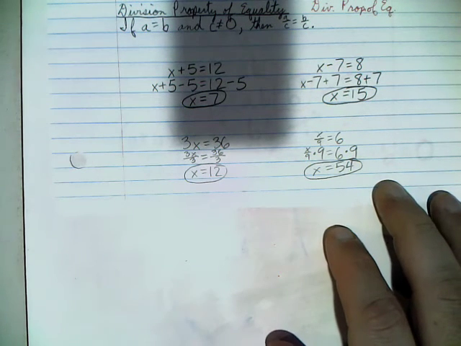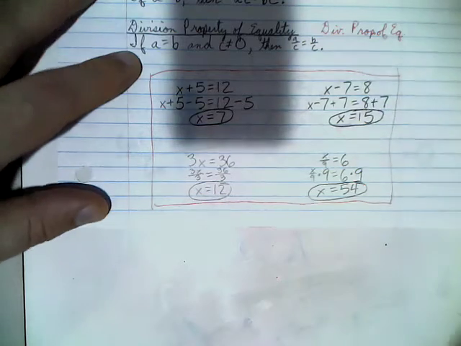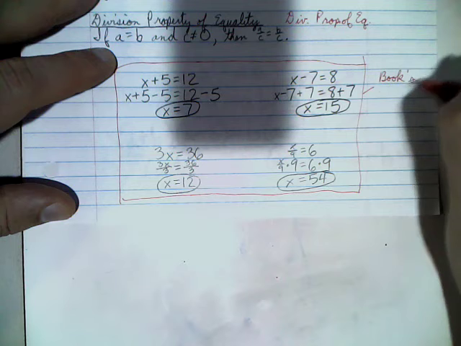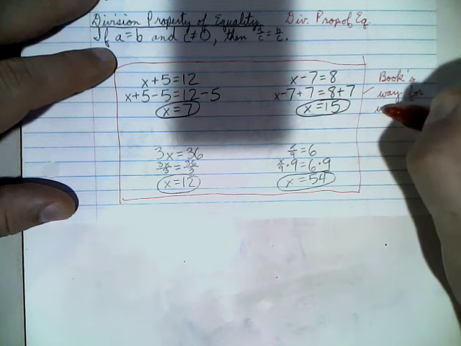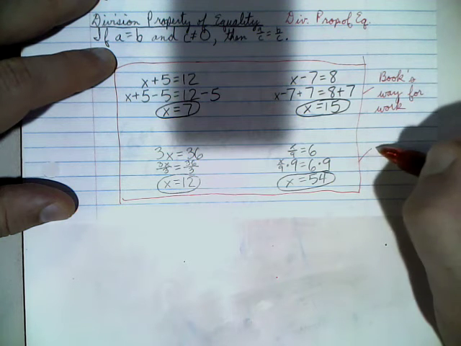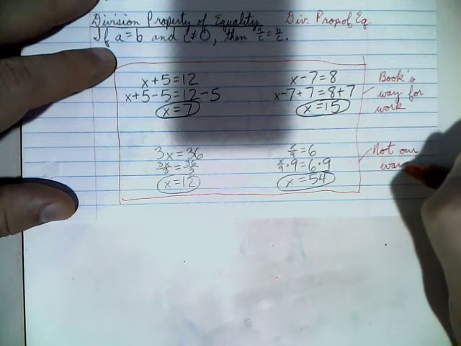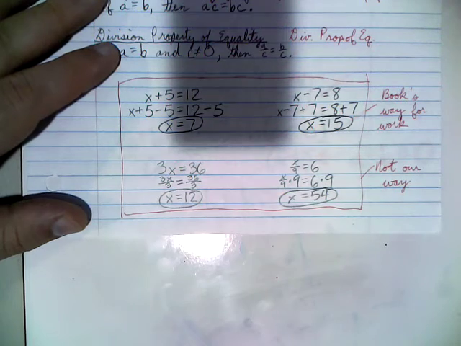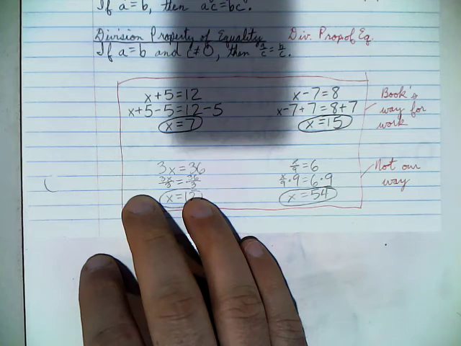So ladies and gentlemen, this is each of the properties being used. However, I want you to take your red pen and put a box around this. Little note here that this is the book's way for work. However, this is not our way. So you're going to see that in the book, but this isn't how we're going to do it. How I'm going to have you do it is actually going to save you writing in the long run.